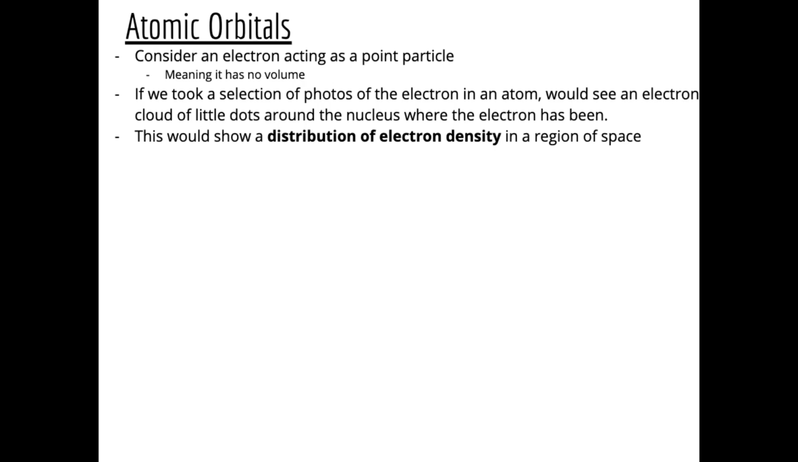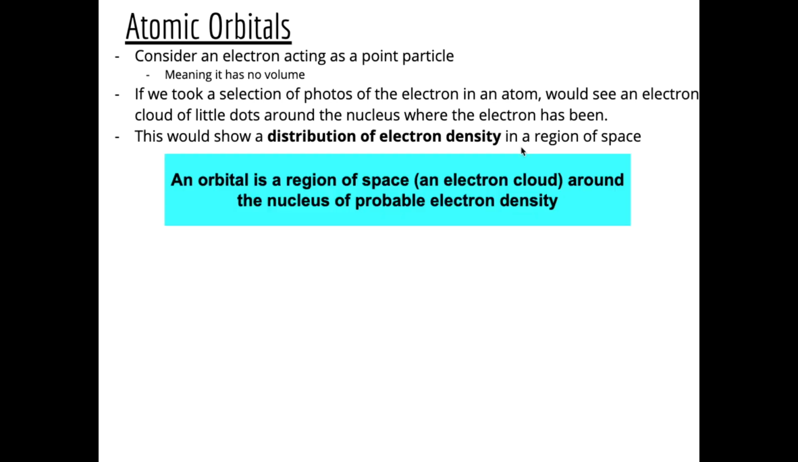What you would end up with is a distribution of electron density in a region of space. So you would end up with this cloud of electron density, and this is what the orbital is. An orbital is a region of space, essentially an electron cloud around the nucleus of probable electron density. So it's a region in three-dimensional space where it says there's a high probability that an electron is existing in that space at any given moment. For our intents and purposes of this course, that is how we understand the atomic orbital. For now, we're going to go into it a little bit more deeper, just because I find it super interesting.